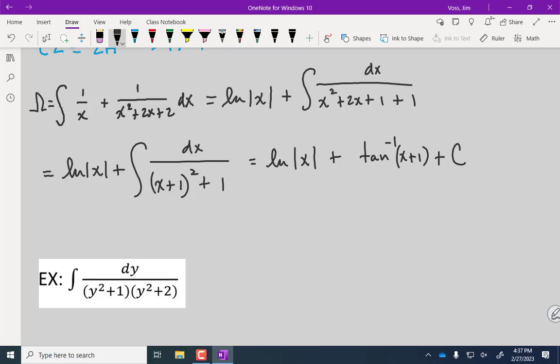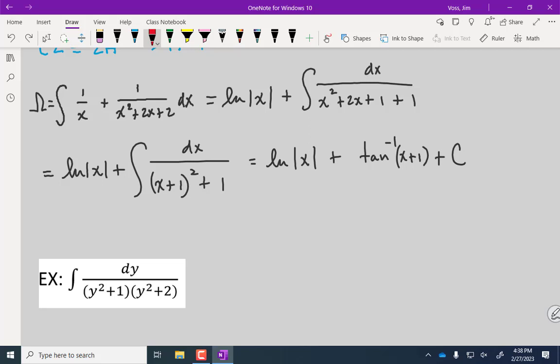And there's no reverse chain rule. All right, but what if there was? What if there was a 3 right there? What would we have to do? The derivative there is 3, so we'd have to do that. If there was a coefficient, yeah. All right.